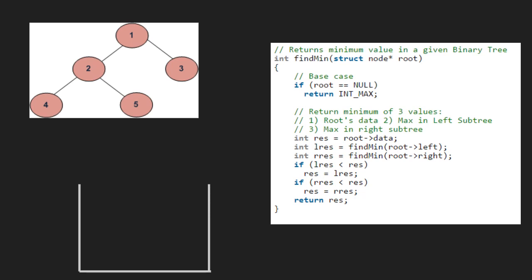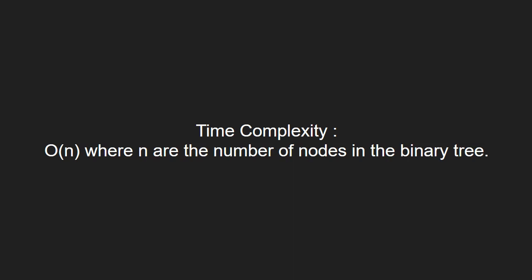Now, let us have a look at the time complexity of the program. This code will run in big O of n complexity. Here, n is the number of nodes in our binary tree.